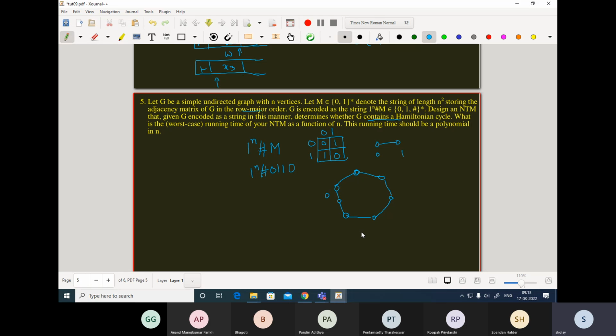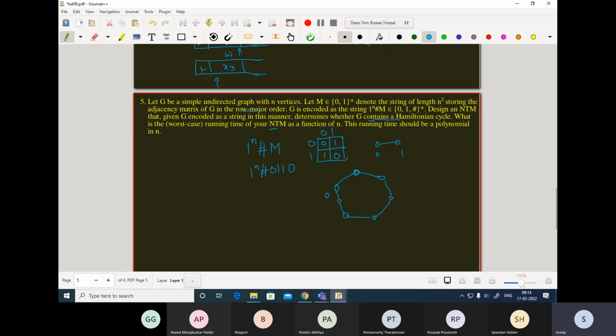This is an NP-hard problem. First of all, this is an NP-hard problem. If you don't know what NP-hard is, it's a very hard problem to solve. It's not always necessary that G contains a cycle. So you look at a tree. That tree will never contain a cycle, forget a Hamiltonian cycle. So it's not necessary that G contains a cycle.